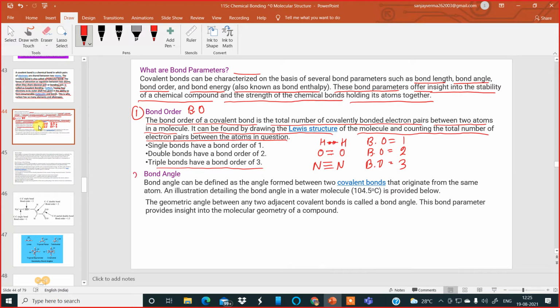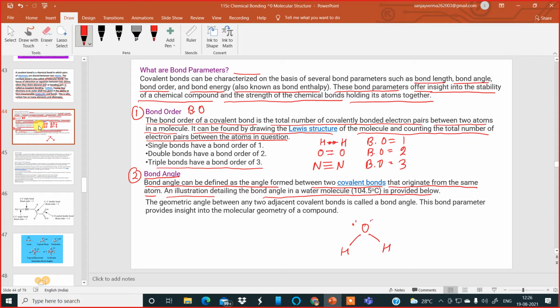Then the second parameter is called bond angle. Bond angle can be defined as the angle formed between two covalent bonds that originate from the same atom. Now, an illustration detailing the bond angle in a water molecule. I'll just show it to you. Water molecule, if you see, this is the water molecule.